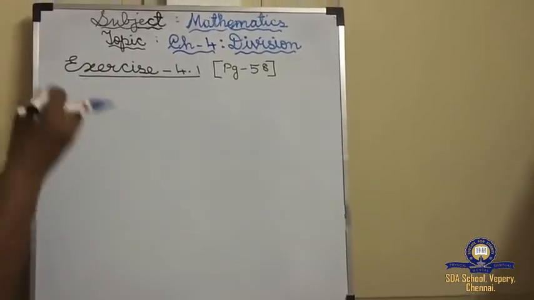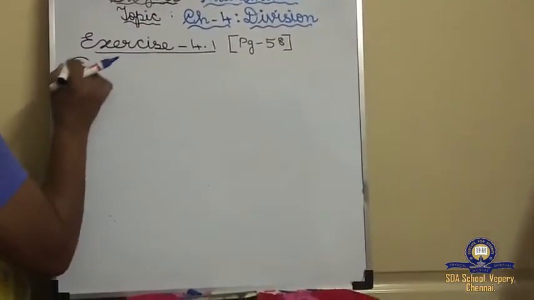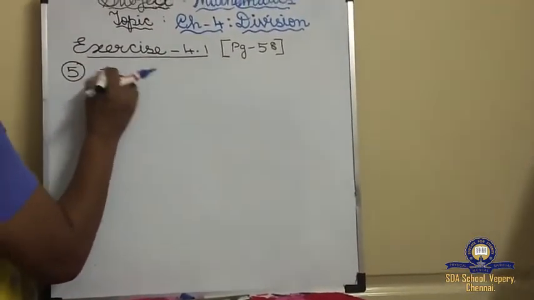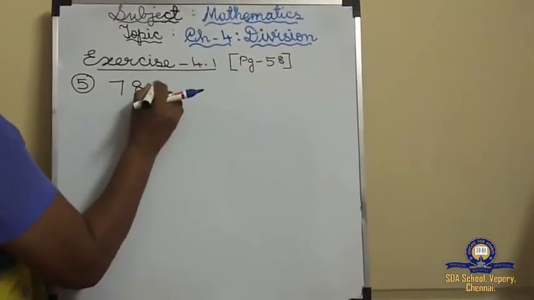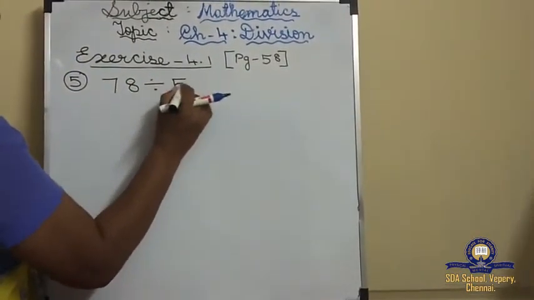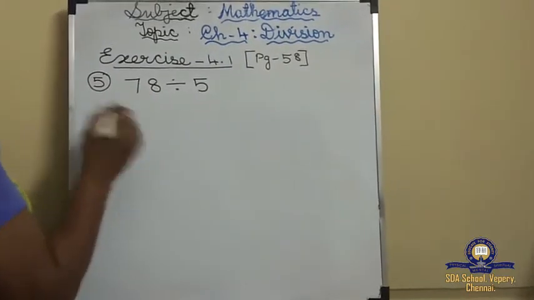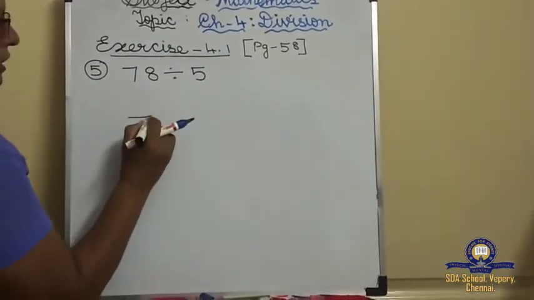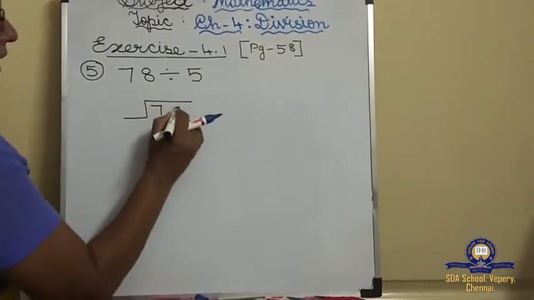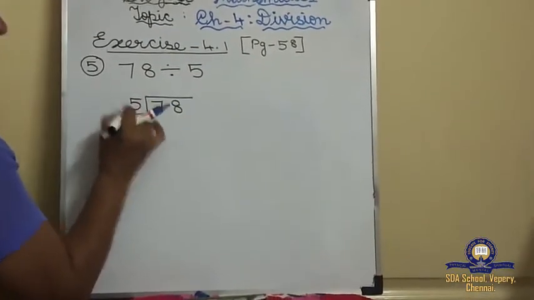Okay, children, now we will do the fifth sum. 78 divided by 5. What do you have to write inside, children? The dividend 78, and you have to write the divisor 5.